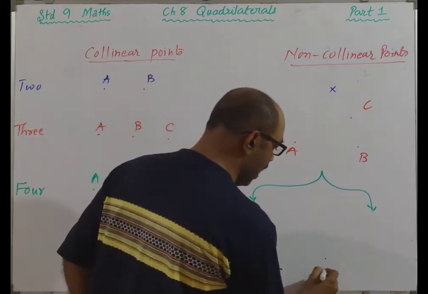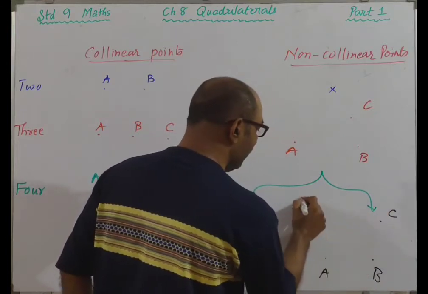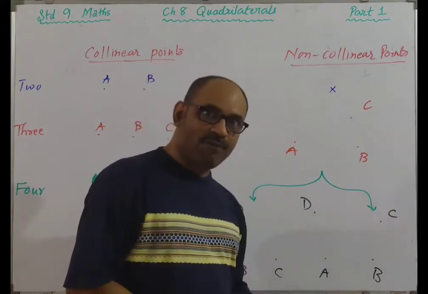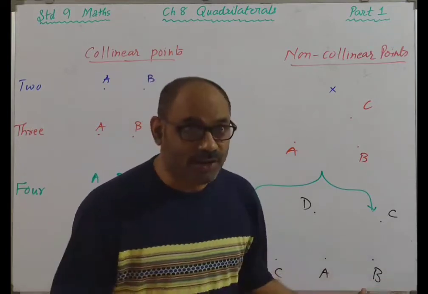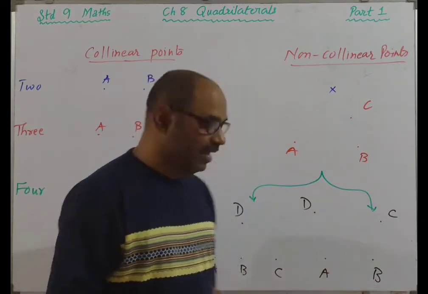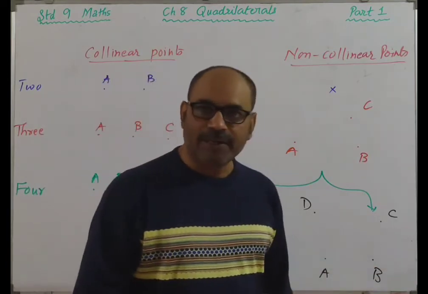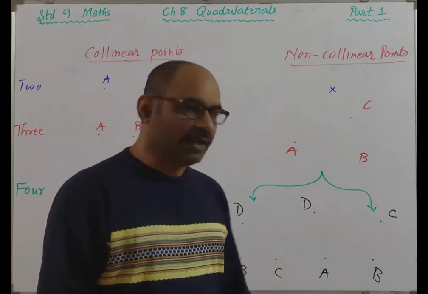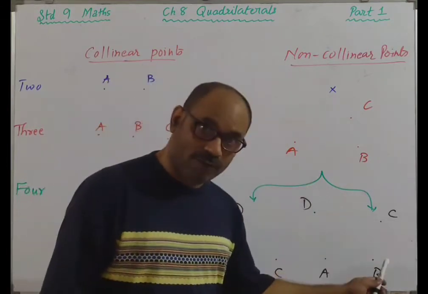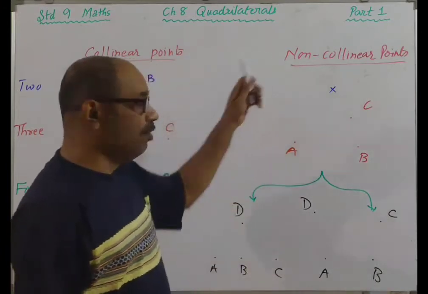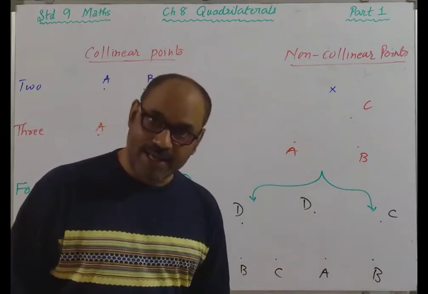Here, A, B, C, D. So, these are also 4 non-collinear points, but out of which no 3 are collinear. Here, you get 1 triplet collinear; here no 3 points are collinear. Okay? These are 4 non-collinear points. These are also 4 non-collinear points. So 4 non-collinear points can be represented in 2 different ways.